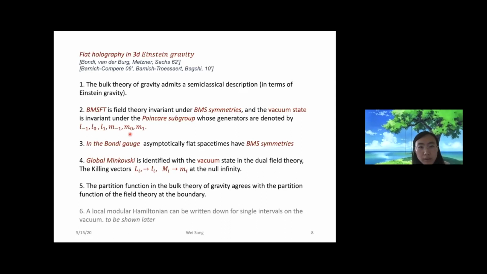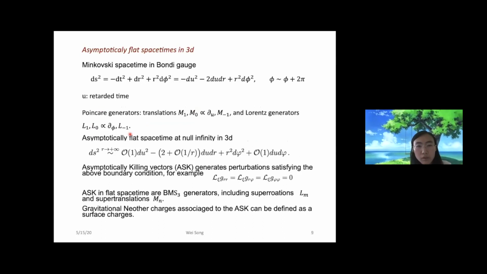Maybe I'll give more. This is more about the setup. We can write three-dimensional Minkowski space-time in Bondi gauge, first using polar coordinates, and then using u equals t minus r, the retarded time, with phi identified modulo 2 pi. The Poincaré generators are these M's and L's. In particular, M naught is time translation, L naught is the angular momentum, and L1 and L minus 1 are boosts in the bulk.